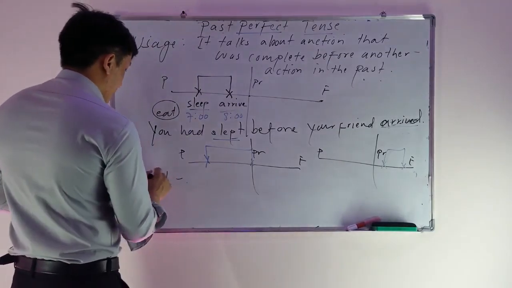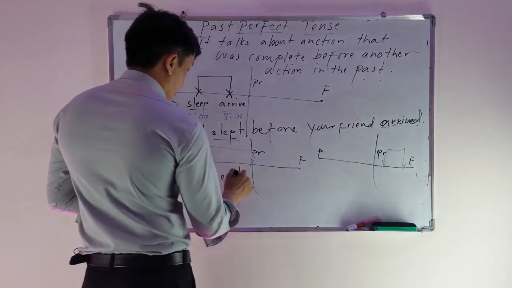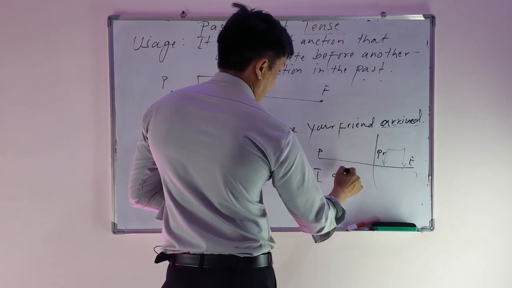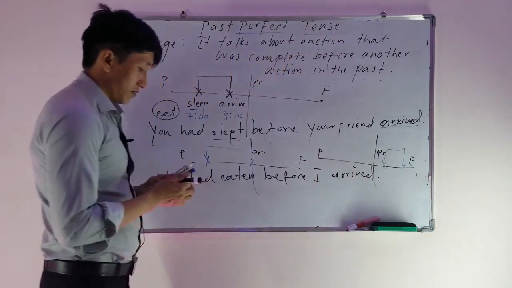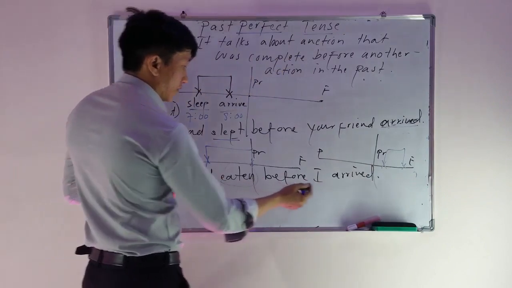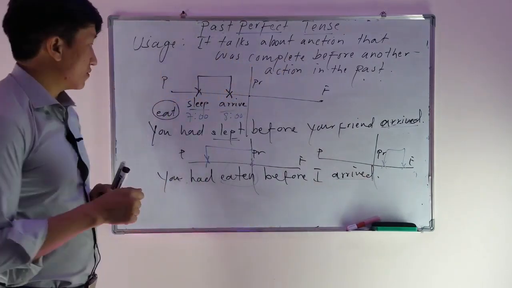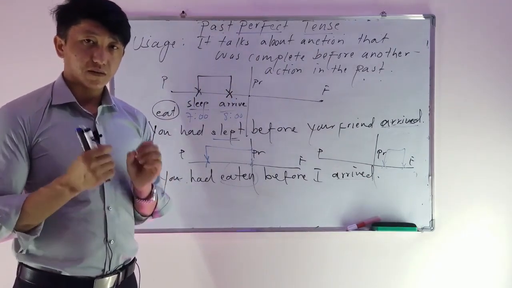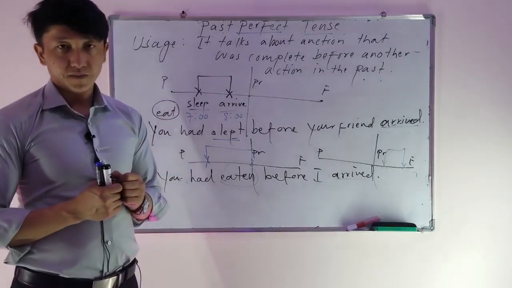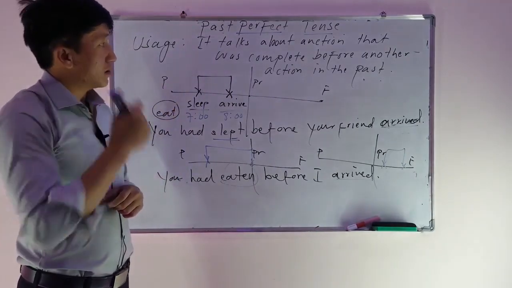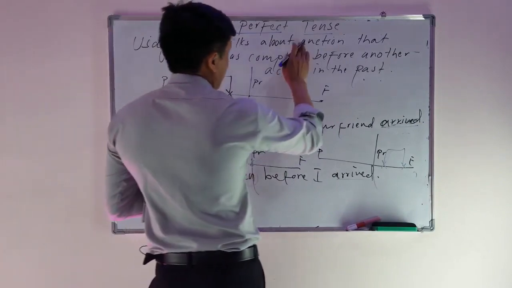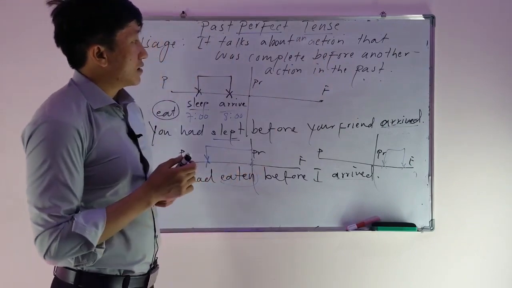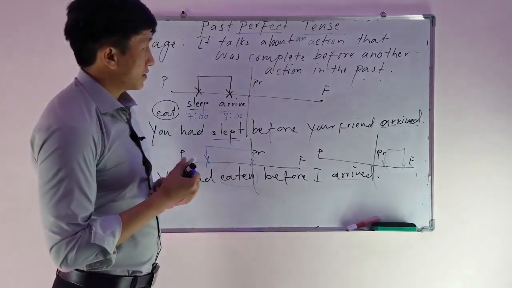So what do we say? I can say you had eaten, for example, before I arrived. Here, the action of eating completed before the action of arriving in the past. We have to use what tense? Past perfect tense. Let me say it again. Past perfect tense talks about an action that is started and completed before another action in the past. Or you can say it talks about an action that was complete before another action or time in the past.